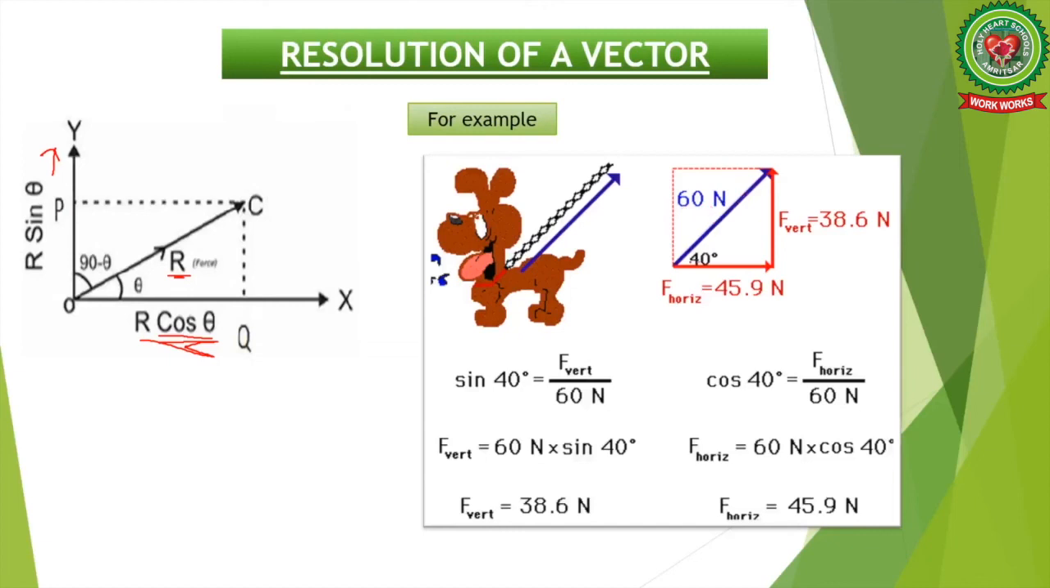Resolution of a vector means how much horizontal force and vertical force is applied. For horizontal, you have to take cos theta. So what is the formula? r cos theta is the horizontal component, r h. The horizontal component means how much force is acting in the horizontal direction. It is equal to the resultant r multiplied by cos theta, the cosine of the angle with the horizontal. And r sin theta is the vertical component, r v.